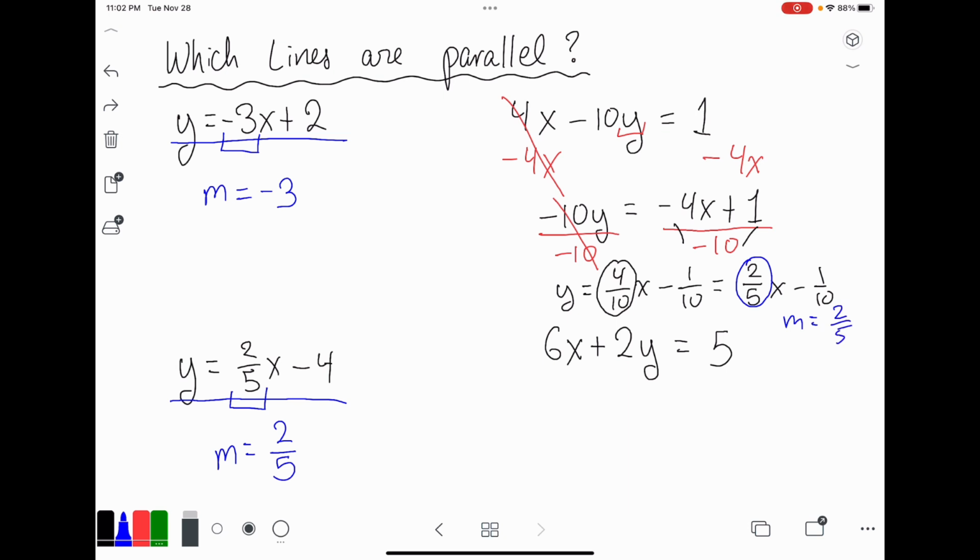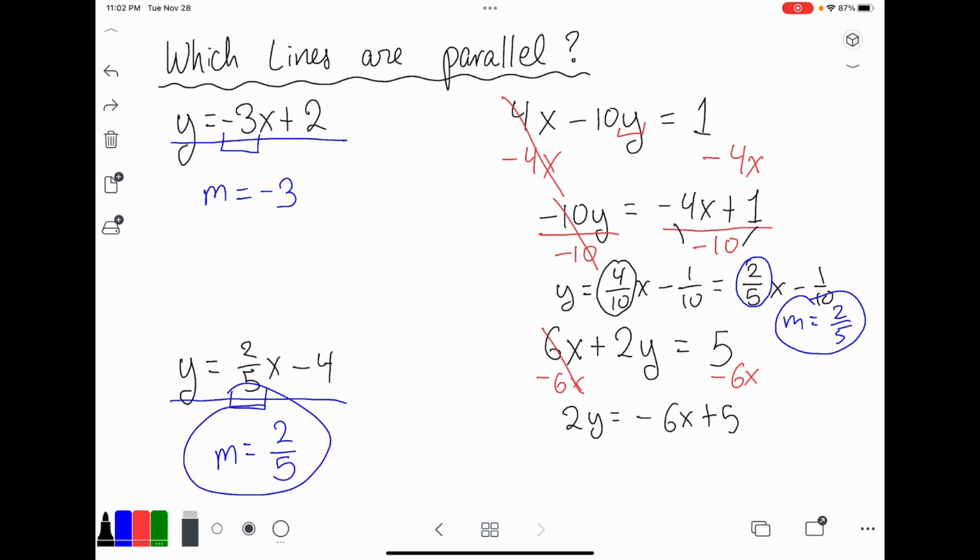Therefore, these 2 lines, the second and third line, are parallel to each other. Now let's see what happens with this last line. If we write it in slope-intercept form, first we'll subtract the 6x to cancel that term out. Again, I'm going to rearrange the order just to make this look a little nicer. So we'll say 2y equals negative 6x plus 5.